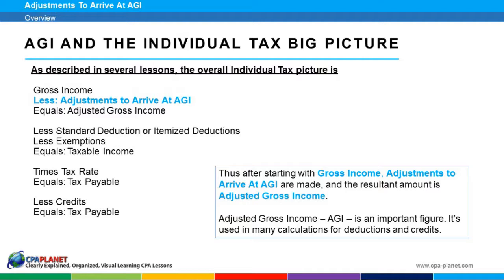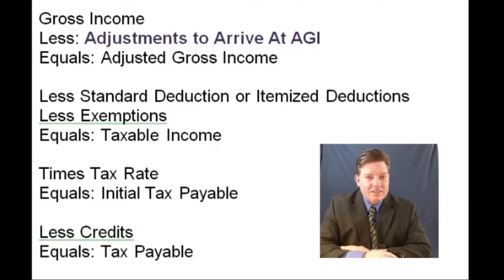Less standard deductions or itemized deductions, less exemptions, equals taxable income. Times the tax rate equals the tax payable. Less credits equals your final tax payable. So you can see that adjustments are the second step in this process. You start with gross income, then you do adjustments, and you end up with adjusted gross income.